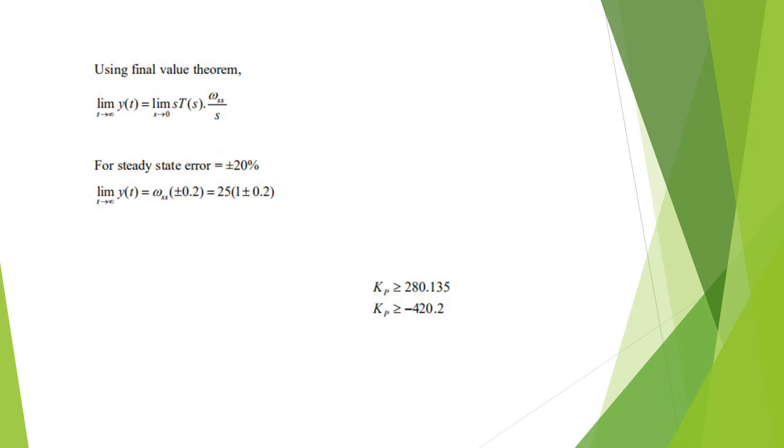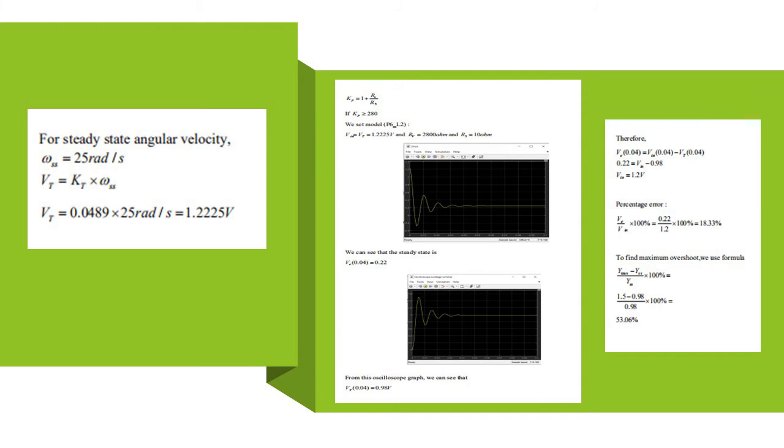For the closed-loop transfer function, using the final value theorem and for the steady-state error, which is equal to plus or minus 20%, we can find out that Kp is more than or equal to 218, and we can run the Simulink using this voltage input. After that, we can use the graph data to find the percentage error and our maximum overshoot.